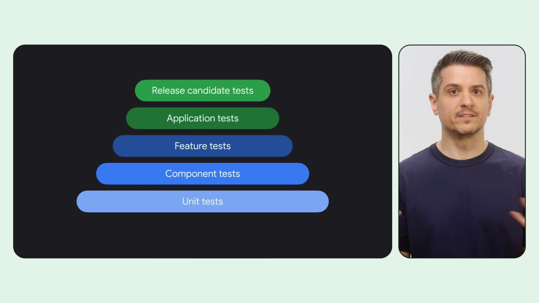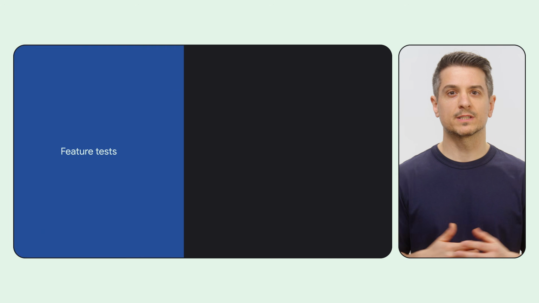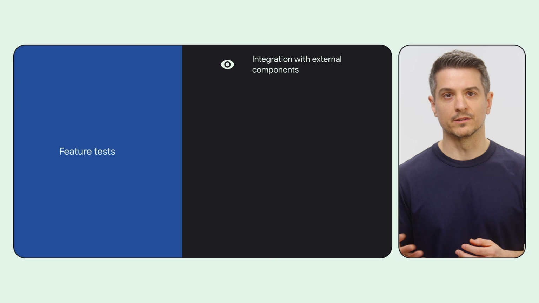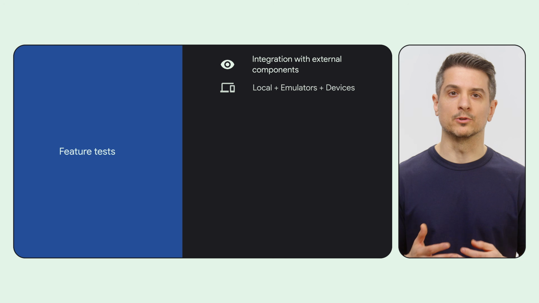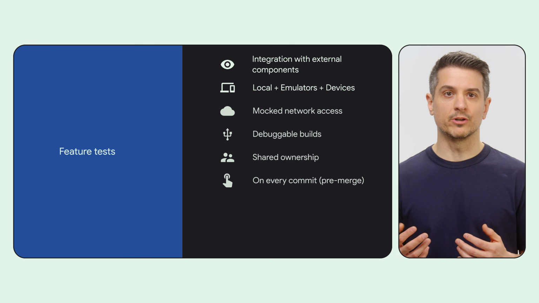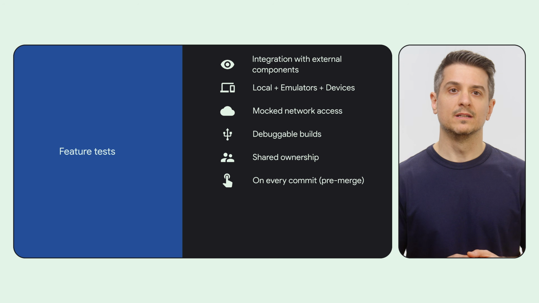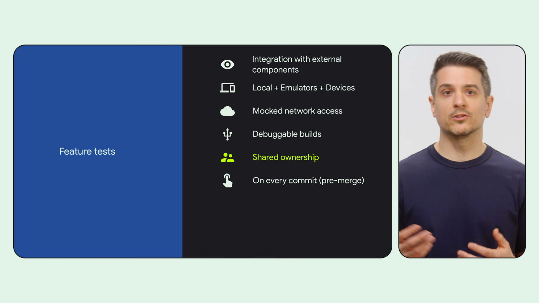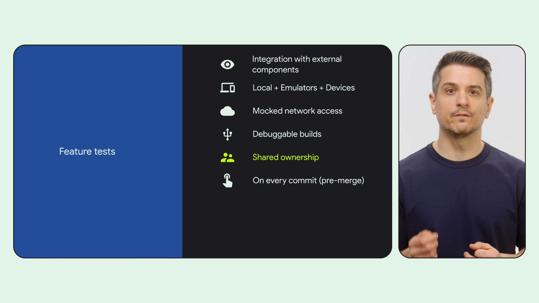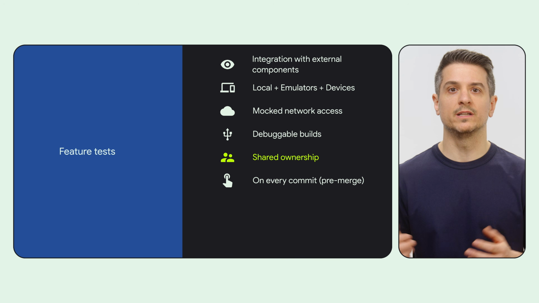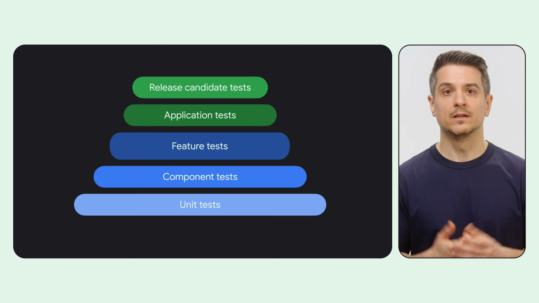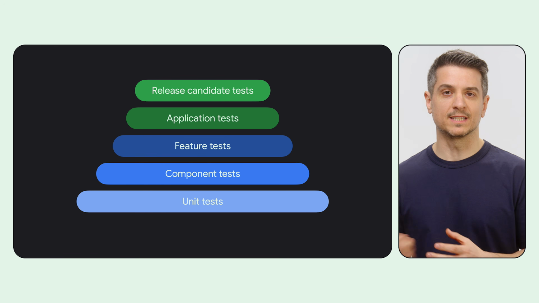So how are they different from feature tests? Feature tests include external components in their scope and add real devices as possible targets. You can test the integration with a mocked network, and the ownership is shared with other teams. Obviously, your test strategy might not care about ownership, but it's useful to define who owns what, especially when you have a big team. All right, let's move on to application tests.